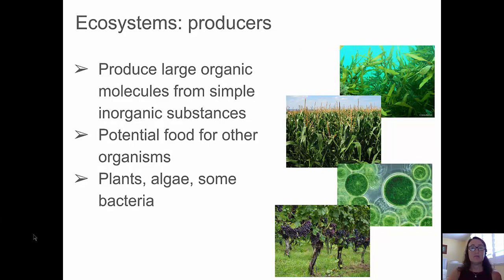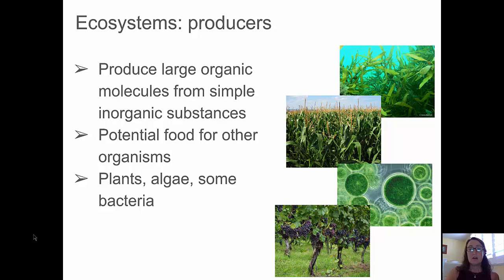When we think about ecosystems, we think about the various levels within ecosystems. First, we'll talk about producers. Producers are those organisms that produce large organic molecules from simple inorganic substances. And these are potential foods for other organisms. Things like plants, algae, and some bacteria are considered producers.